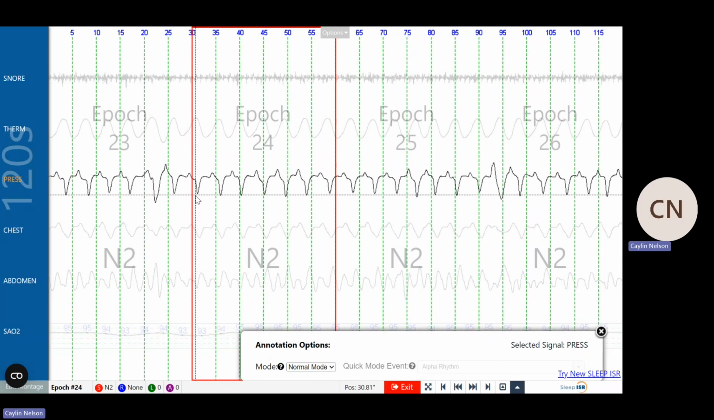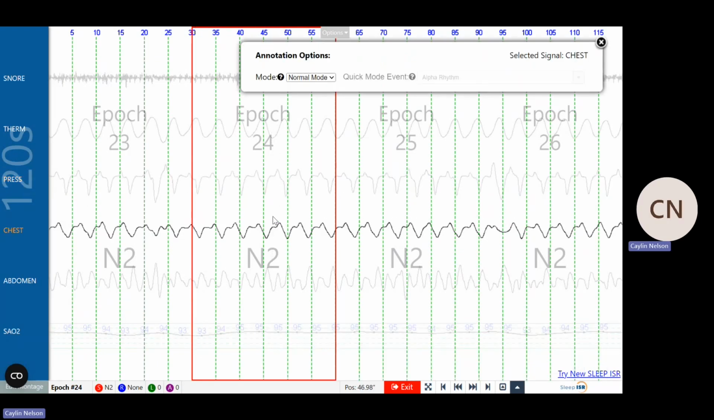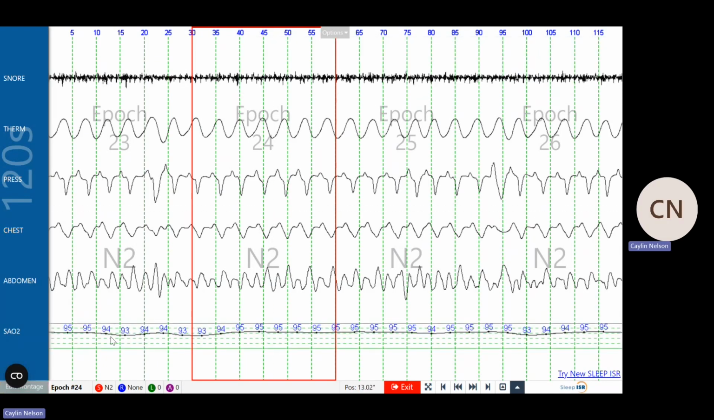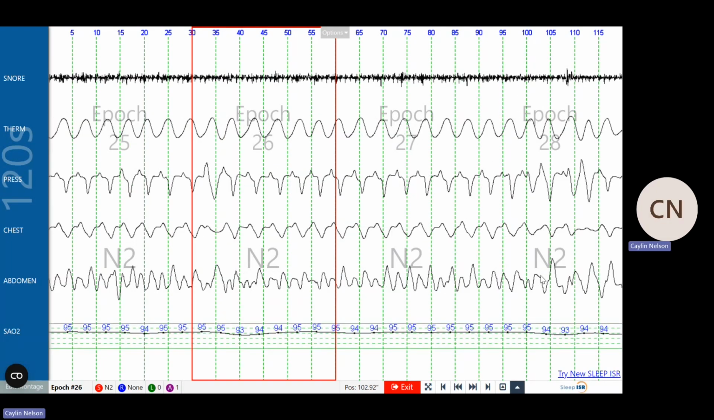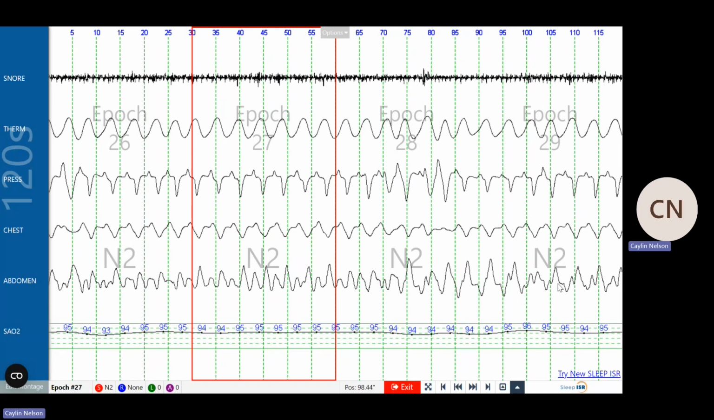So looking at the top and bottom of this pressure channel, you see some slight changes, not really anything significant, but you do want to take a look down at the oxygen levels to see if there's any changes beyond 3%. So continuing to look, not really much happening. There is a 2% desaturation, but we're going to continue on. So we're now looking at 26 through 29.